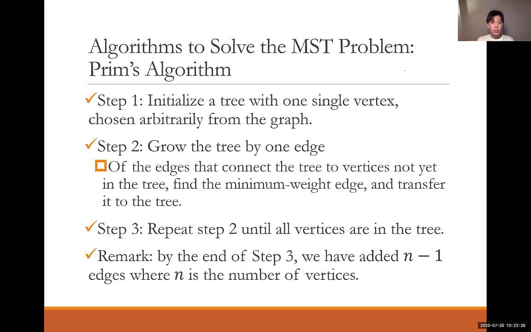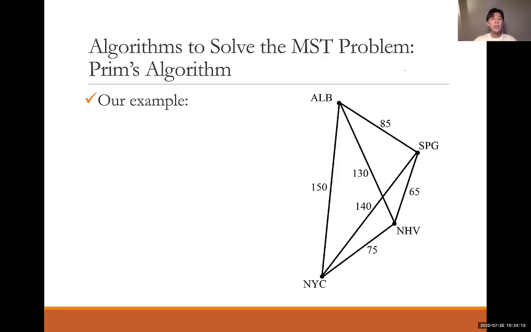And then we can grow the tree by one edge each time. We will choose the edges that connect the tree we have to the vertices not yet in the tree. Among these edges, we will find the minimum weight edge and transfer it to the tree. Then we keep repeating the step until all the vertices are in the tree. Or, in another way, we simply need to add n-1 edges, where n is the number of vertices. This is because of the Euler formula, as we see that the number of vertices is simply one more than the number of edges. Okay, I'll use our example to illustrate this algorithm better.